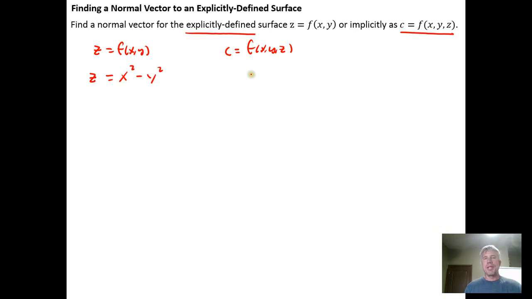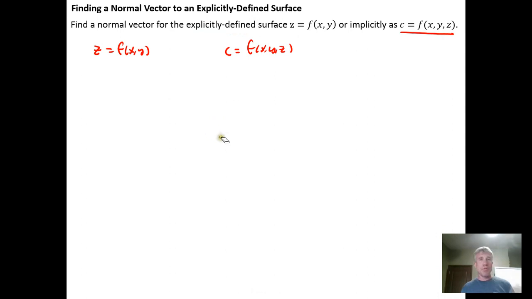And if it's been implicitly defined, we might have something like 9 equals x squared plus y squared plus z squared, where this stuff here is our f of x, y, z, but the surface as a whole isn't a function, and in fact this is a sphere of radius 3. So we would say here z is implicitly defined because we can't solve explicitly for z. So there are two ways that a surface in 3 space can be described, either explicitly or implicitly.